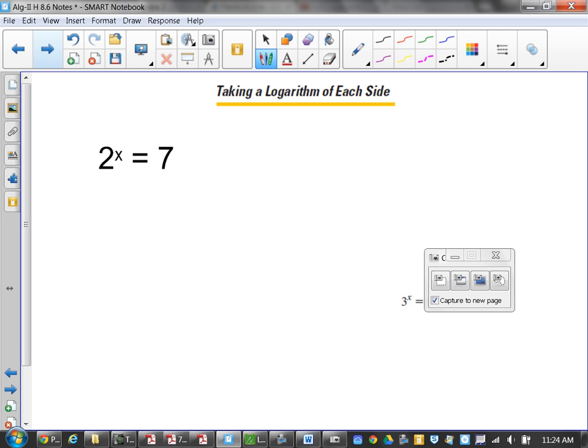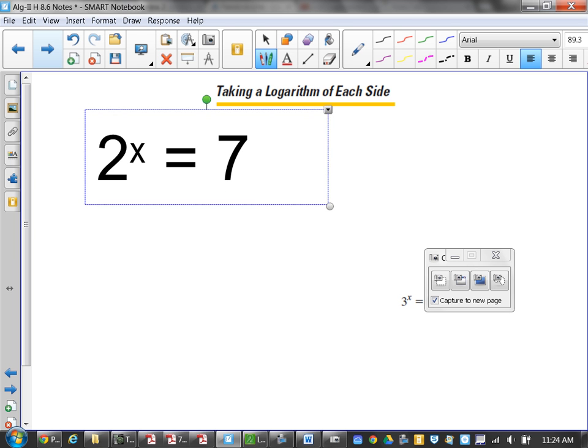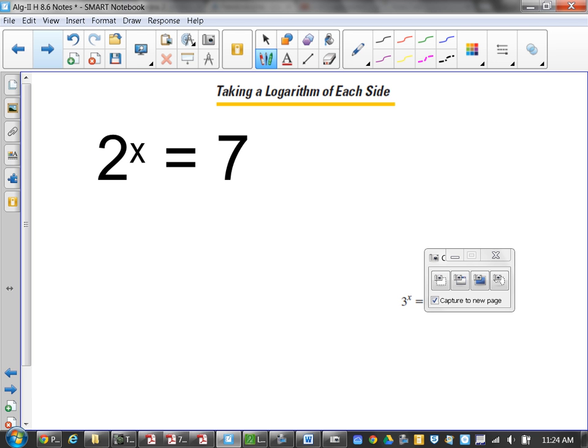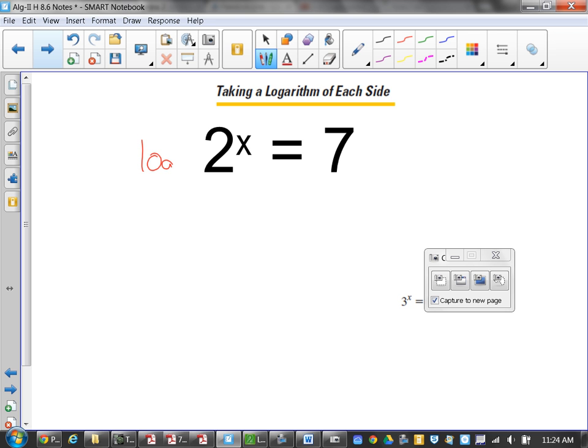Now the equation is 2 to the x equals 7. No solution. How do you get the x to fall? Think about your property. What were we doing on the other side to get the exponent to drop? We were logging it. So I was taking the log base 2 of this side. And if I take the log base 2 of this side, what do I have to do to that side?